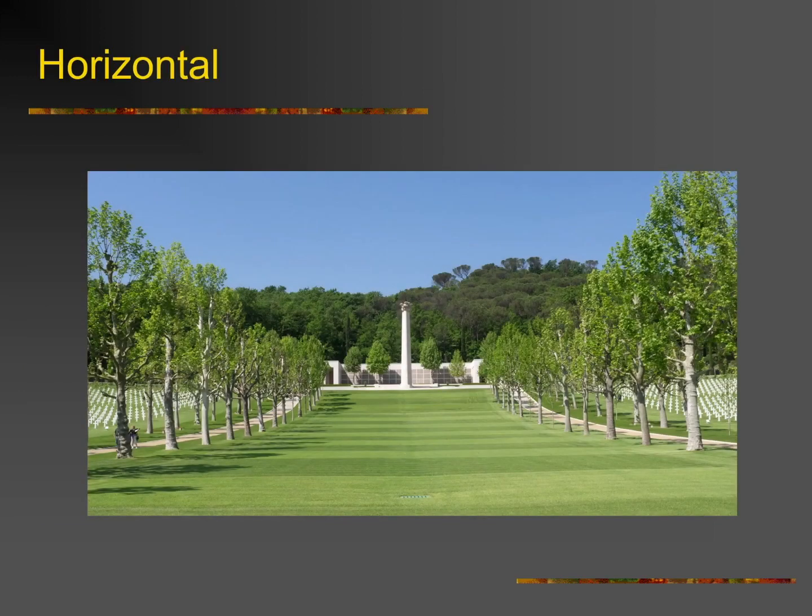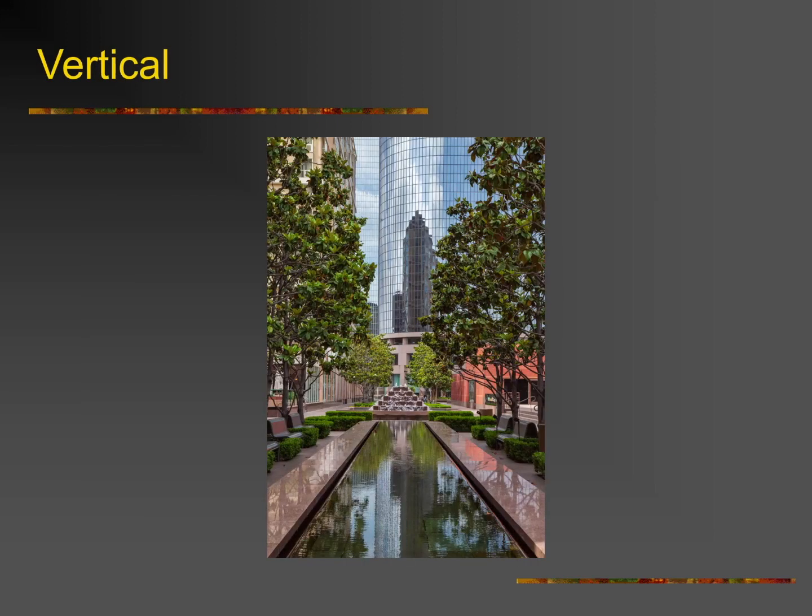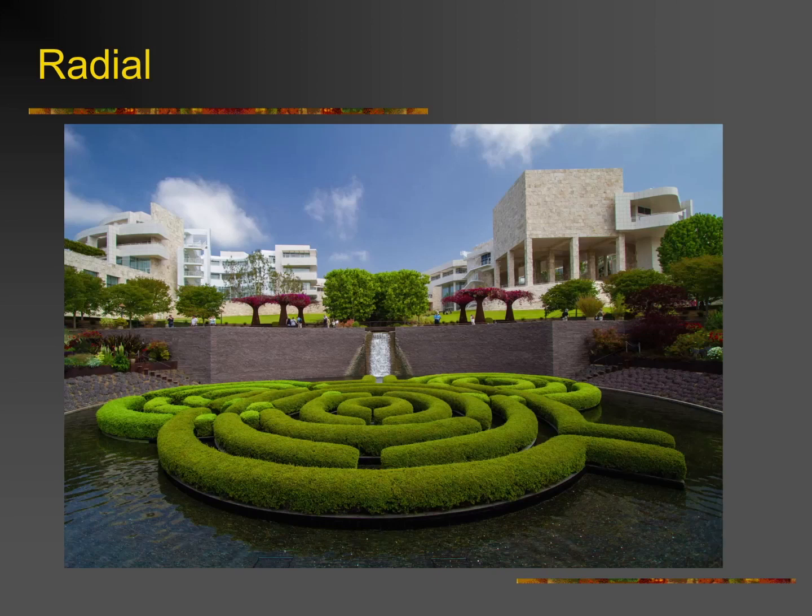This image of the American Cemetery in Florence is a great example of horizontal symmetry. And this scene from downtown LA is an example of vertical symmetry. Finally, this topiary hedge at the Getty Museum is an example of radial symmetry.